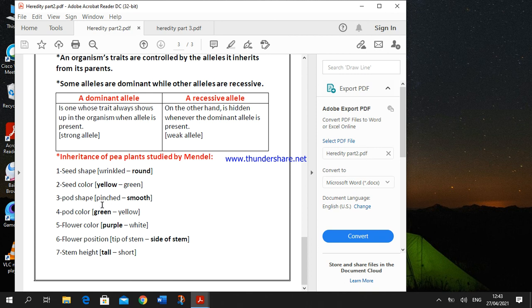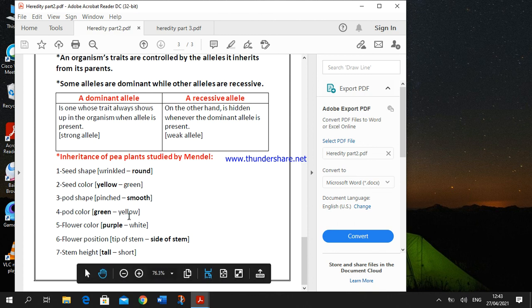Pod shape: pinched is recessive, smooth is dominant. Pod color: green is dominant, yellow is recessive. Flower color: purple is dominant, white is recessive. Flower position: tip of the stem is recessive, side of the stem is dominant. Stem height: tall is dominant, while short is the recessive allele.